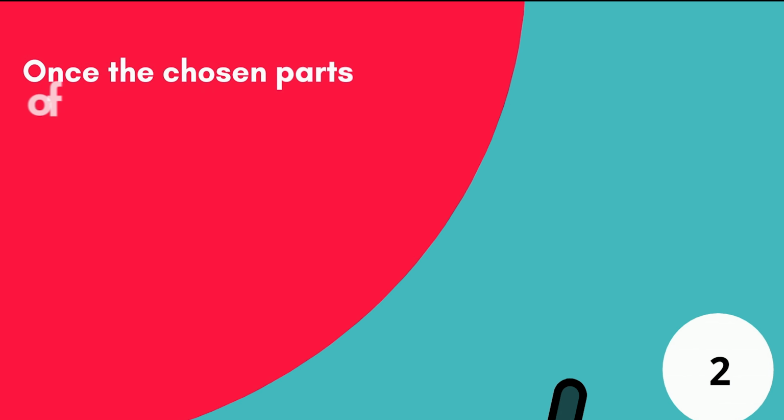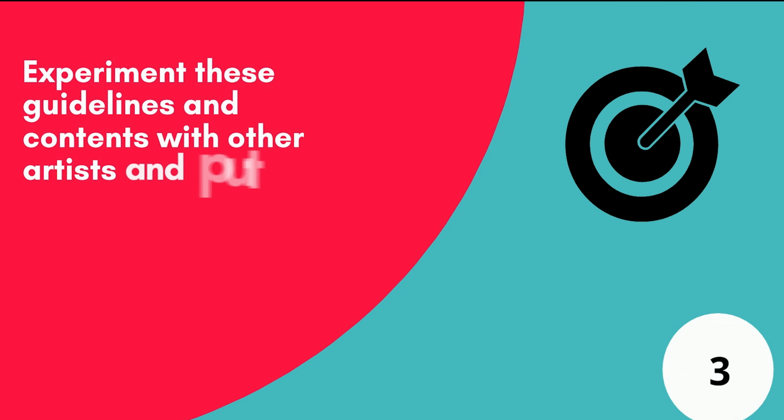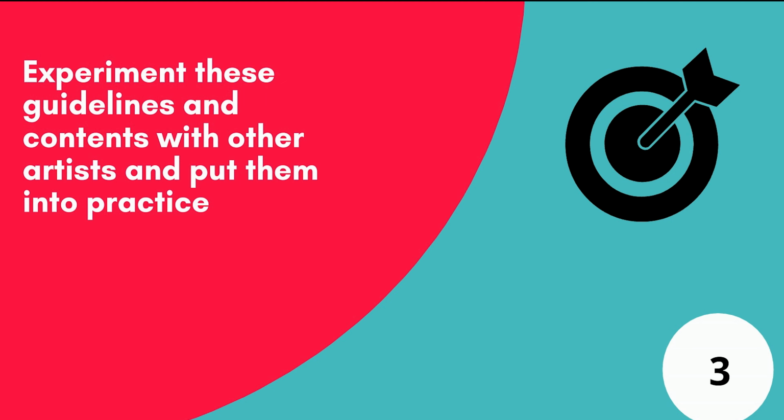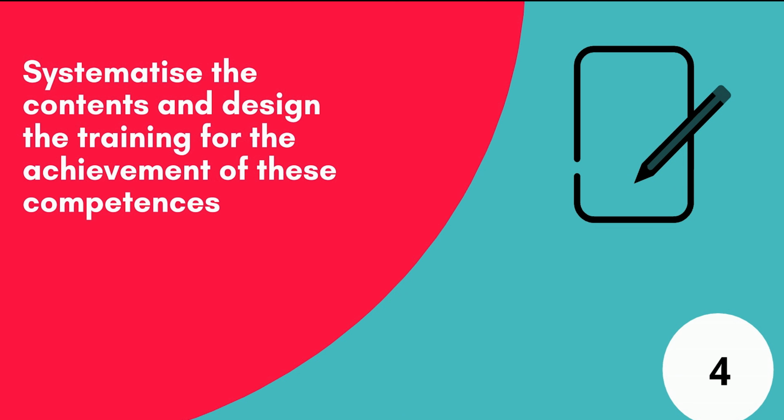Once the chosen parts of the creative process have been identified, study all the possibilities, describe some guidelines for action, and then share them. Experiment these guidelines and contents with other artists and put them into practice. Systematize the contents and design the training for the achievement of these competencies.